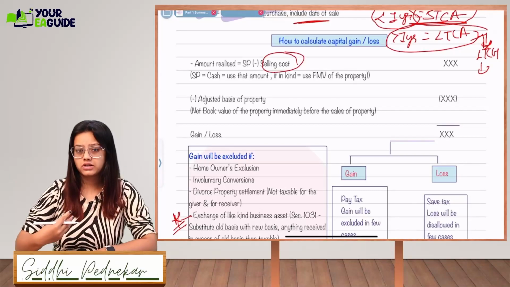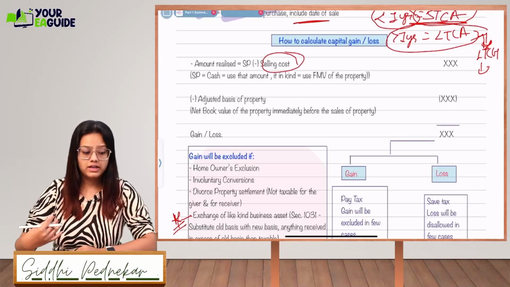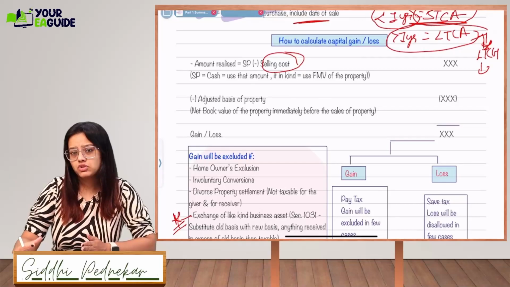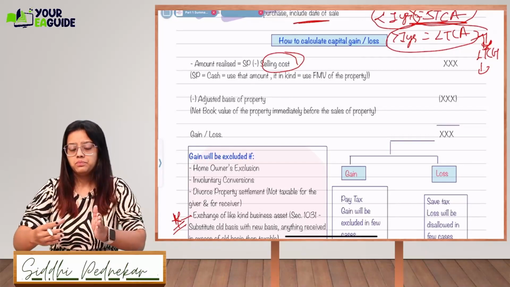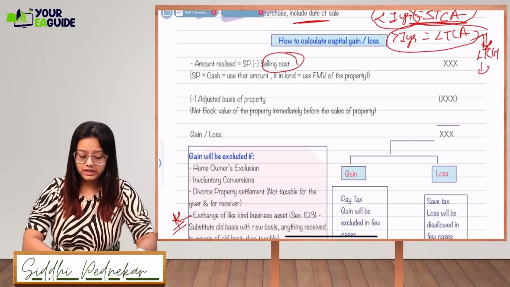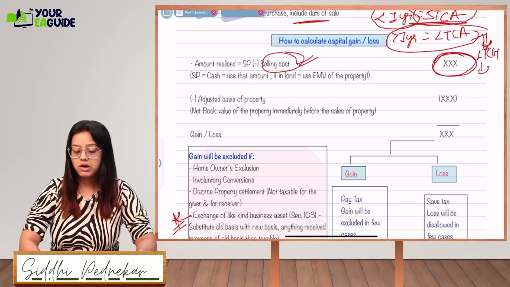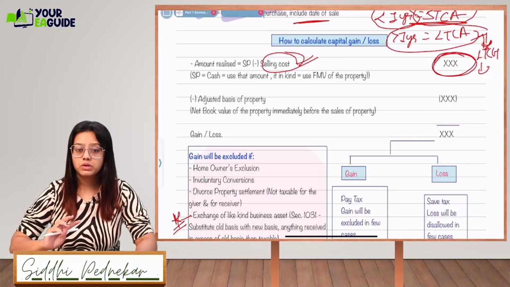Let's say you have incurred certain selling costs, such as paying a commission to the title company, or any XYZ expenses incurred by the taxpayer, the person who is selling the property. Those get excluded. So selling price minus selling cost is my amount realized. Out of this, I am going to reduce the adjusted basis of the property.